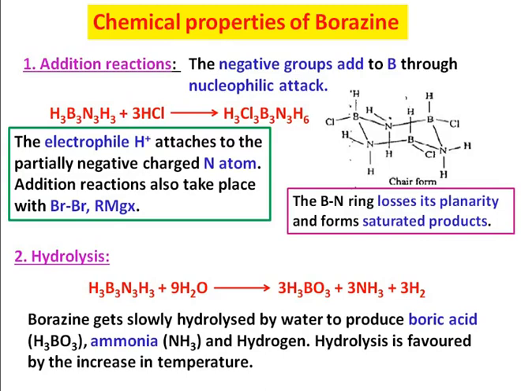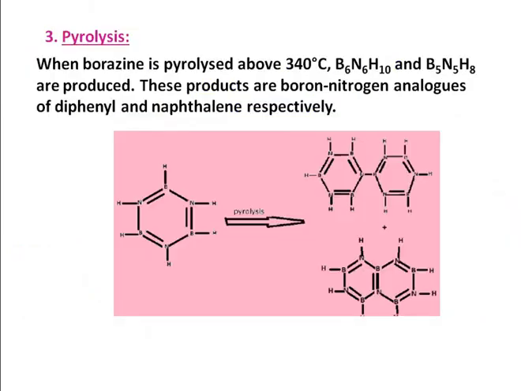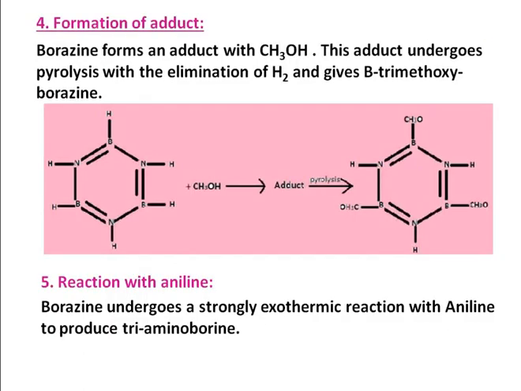Borazine can also undergo a hydrolysis reaction, and then it produces boric acid H3BO3, ammonia and hydrogen. And this hydrolysis reaction is favored by an increase in temperature. Borazine is also pyrolyzed on heating above 340 degrees centigrade and produces B6N6H10 and B5N5H8. These are actually the boron-nitrogen analogues of diphenyl and naphthalene.